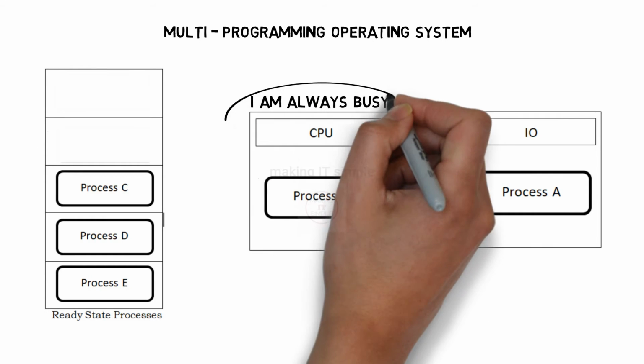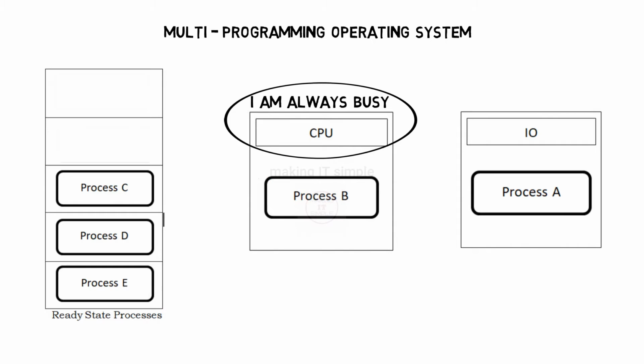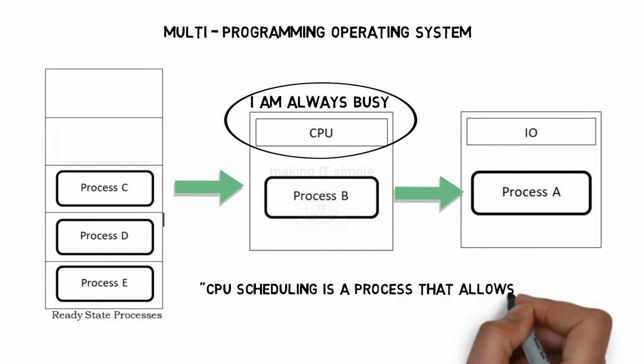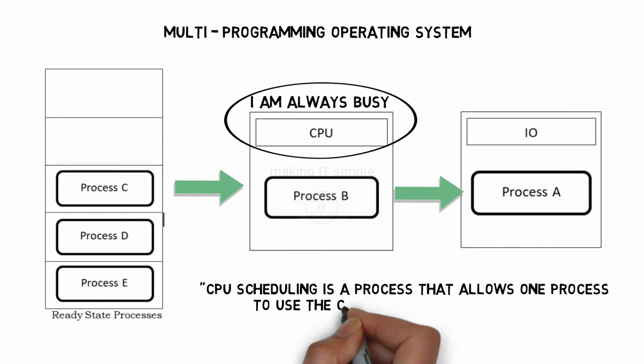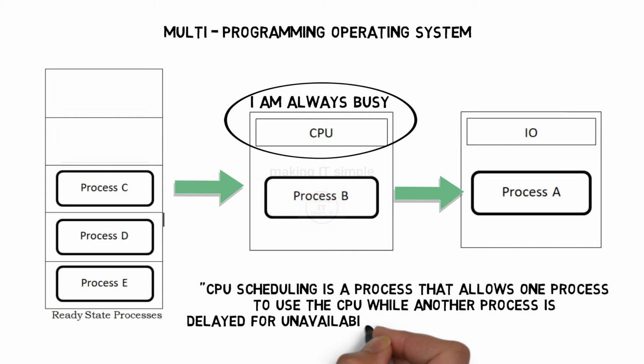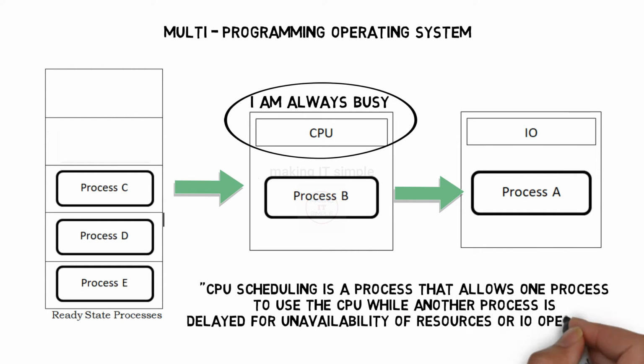This task of keeping the CPU busy, that means, if a process has gone for I/O operation, then assigning the CPU to another process that is ready for execution, is called CPU scheduling. A formal definition states, CPU scheduling is a process that allows one process to use the CPU while another process is delayed for unavailability of resources or I/O operations. The purpose of CPU scheduling is to make efficient and optimum use of the CPU.